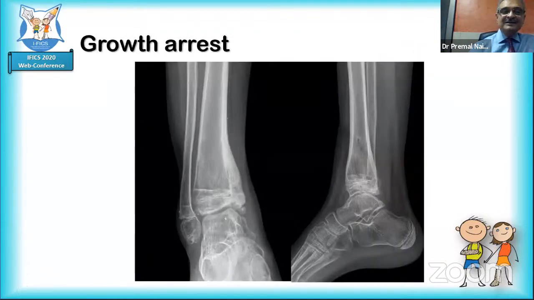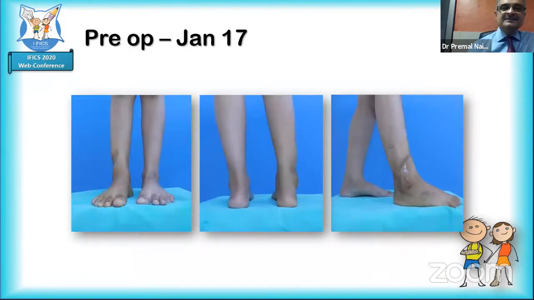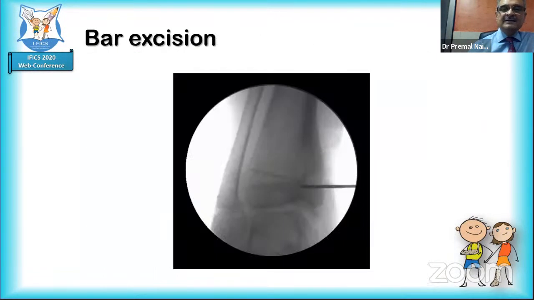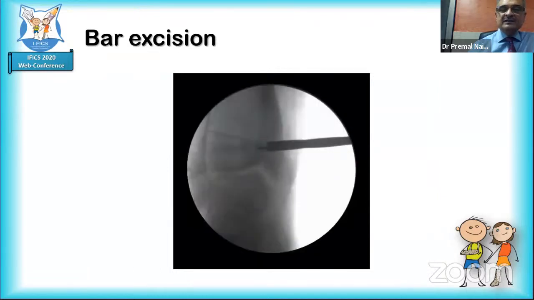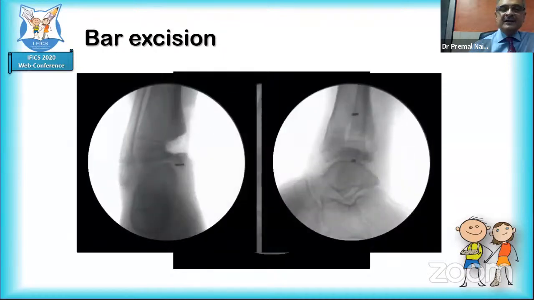So let me go further. As has already been said, the converging Park-Harris growth line tells us that there is a medial malleolus growth arrest, which was actually guessed preoperatively by all the faculty. This is how she presented to me. That's the imaging, and this is how she was treated. And as has been felt, I felt that a fat graft won't be possible here.